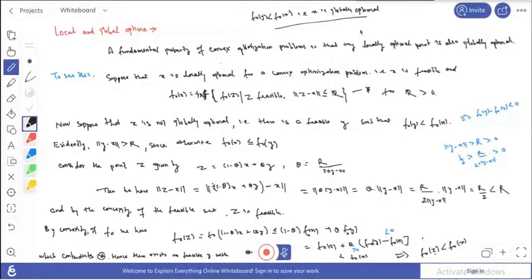Now it is not true that locally optimal points of a quasi-convex optimization problem are globally optimal solutions. This is only true when your function is convex. For any convex function, your local optimal solution is also the global optimal solution, and that is the fundamental property of a convex optimization problem. But if your problem is quasi-convex, then your local optimum is not equal to your global optimum.